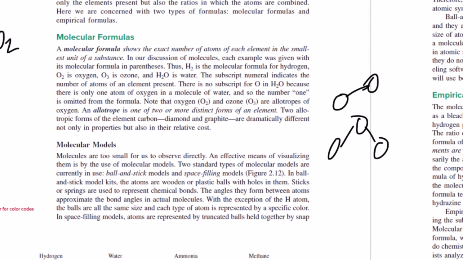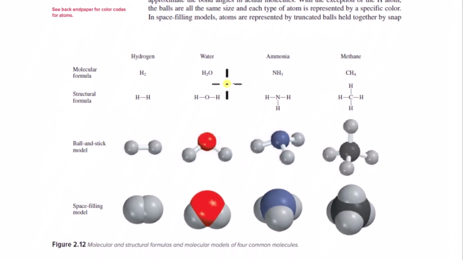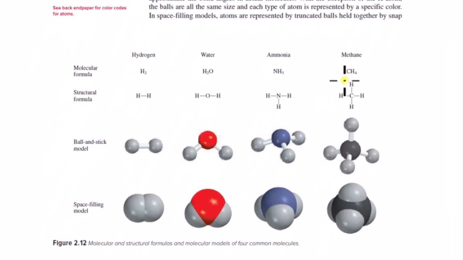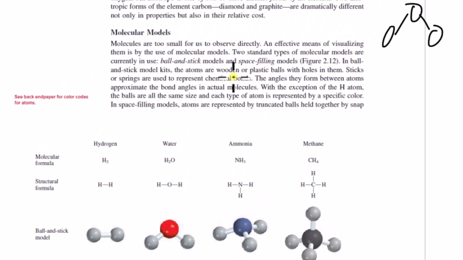So shown here is the molecular formula, right? That's the chemical formula, but you're specifying that it's a molecule as well. You've probably seen these ball and stick models, and there are also these space-filling models. You can buy these off Amazon, for example. In ball and stick model kits, the atoms are wooden or plastic balls with holes in them. Sticks or springs are used to represent chemical bonds.